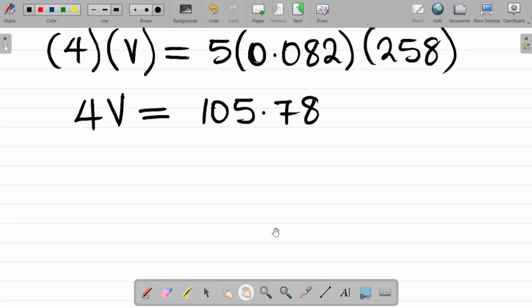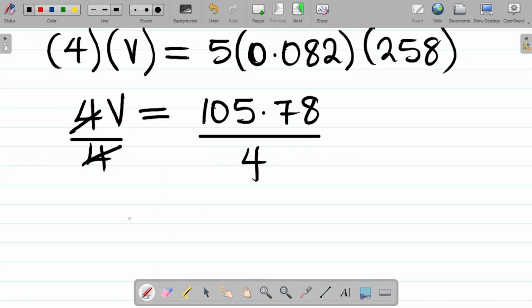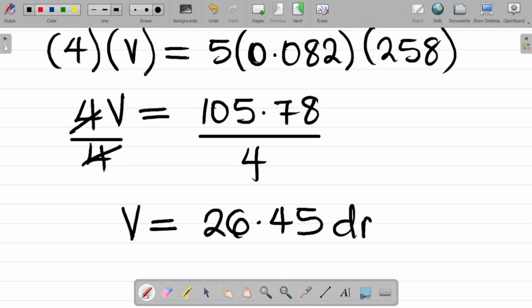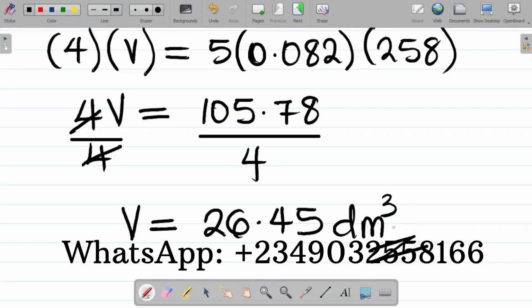To get the value of V, I'll divide both sides by 4. This cancels this. So the value of the volume V is equal to this value here divided by 4. 105.78 divided by 4, I have my answer to be 26.45 approximately. Don't forget this will be in decimeter cube. So this becomes the answer to the question. That's 26.45 dm cubed. So that's how you solve this question.